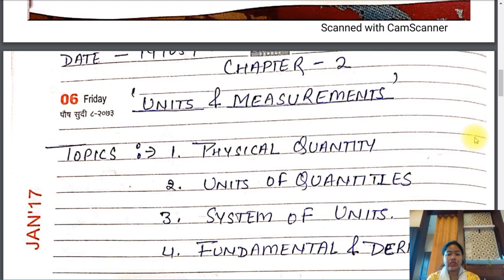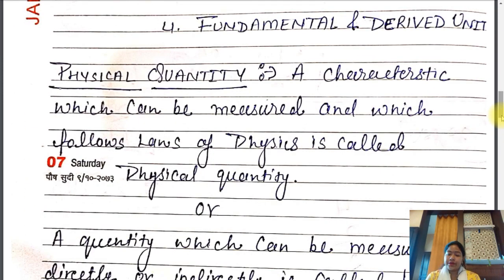A physical quantity is considered as a quantity which can be measured directly or indirectly by different methods. So how will you understand physical quantity? Any quantity which can be measured directly or indirectly by different methods is included in the category of physical quantity. So what are the different direct or indirect methods?